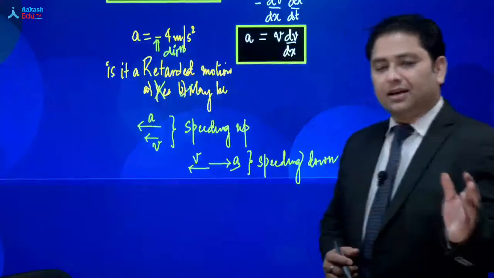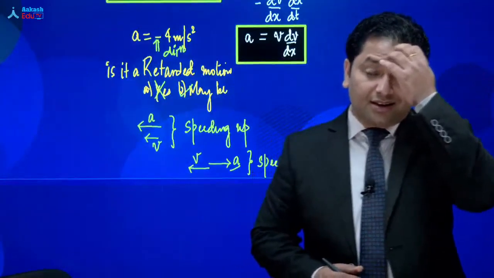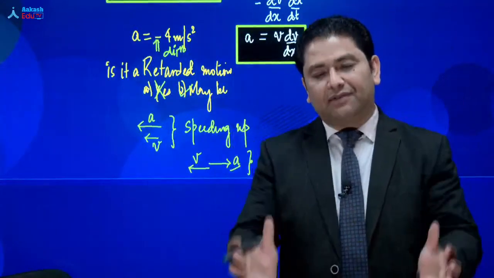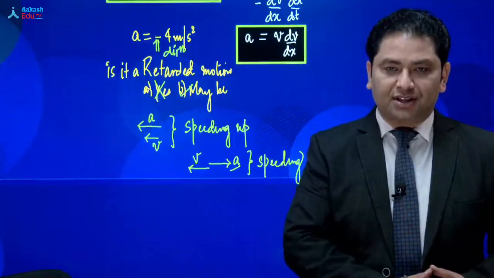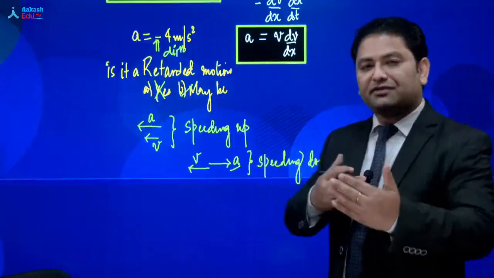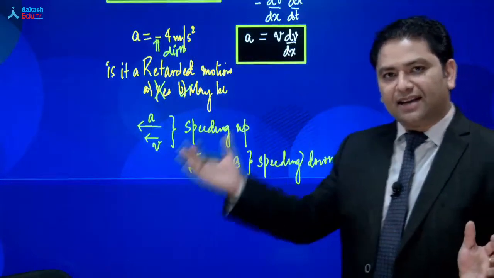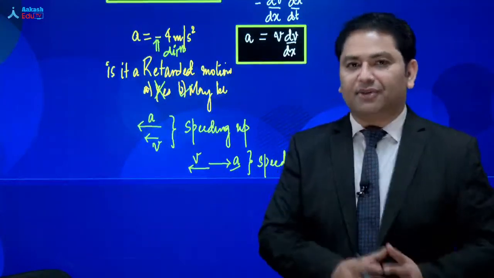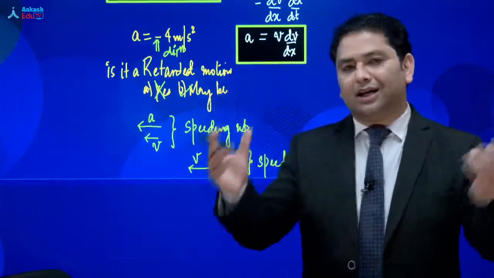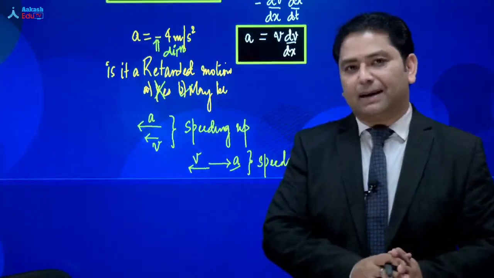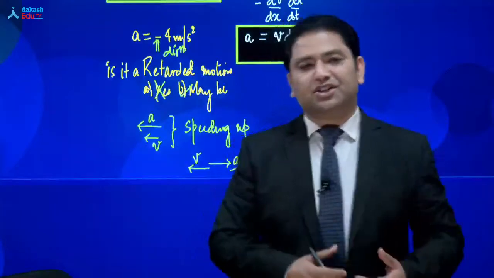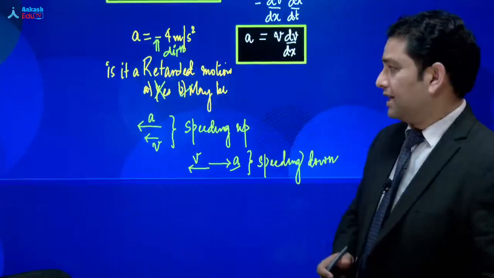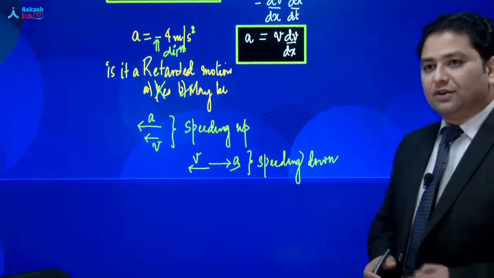So from now on, when you want to find out whether the speed is increasing or decreasing, never look at the sign of acceleration. What you will see is the relative direction of velocity and acceleration. If the velocity and acceleration are in the same direction, no matter if negative, that will be speeding up. If they are in opposite directions, that will be speeding down. I hope that's clear.